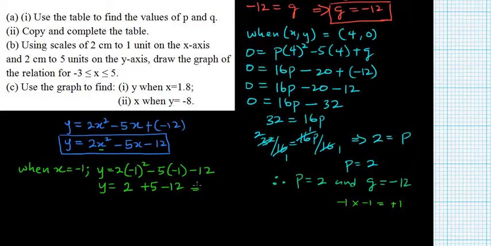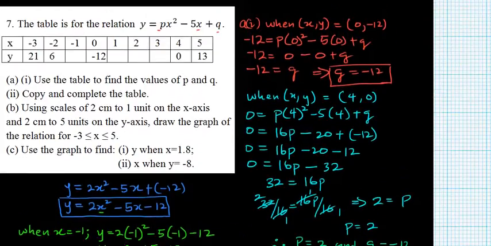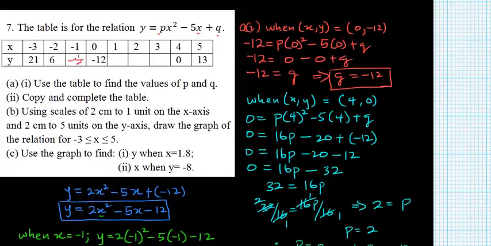And this will be y is equal to 2 plus 5 is 7, minus 12, and 7 minus 12 gives us -5. Okay, so let's write -5 up there. When x is -1, y is -5.